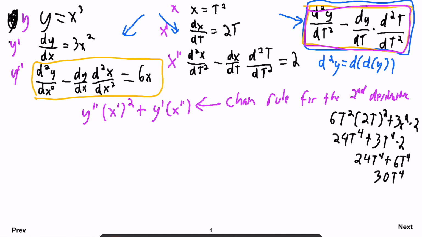And so this is the answer we were trying to get originally, when we actually wound up with this guy. But the true answer was this guy. And so you can see the chain rule for the second derivative really gives us the correct answer. So now let's show how the differentials work out.